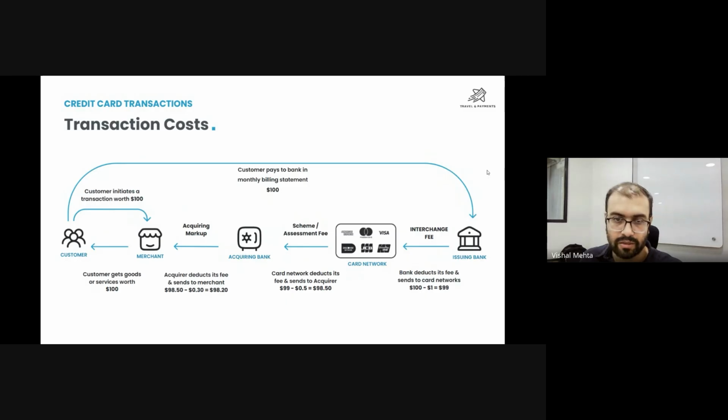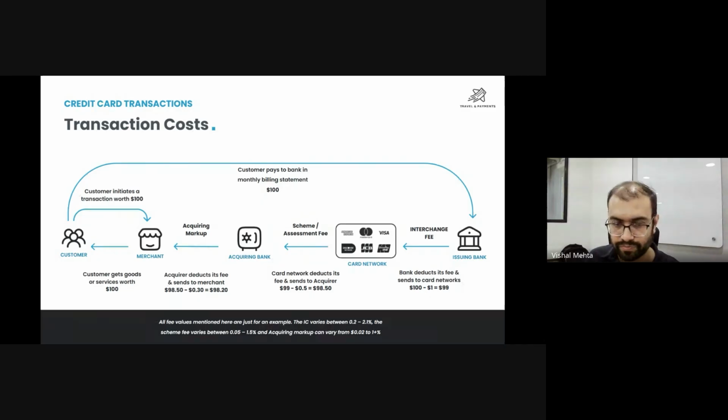So, finally, the customer pays to the bank $100 in the monthly statement. So you see, the customer gets goods worth $100, but the merchant is only receiving $98.2, right? So this fee, which the merchant loses per transaction, is called MDR or merchant discount rate. That's the other term for that, right? So merchant discount rate comes in 2 forms. One is IC++, and the second is blended fee, right?